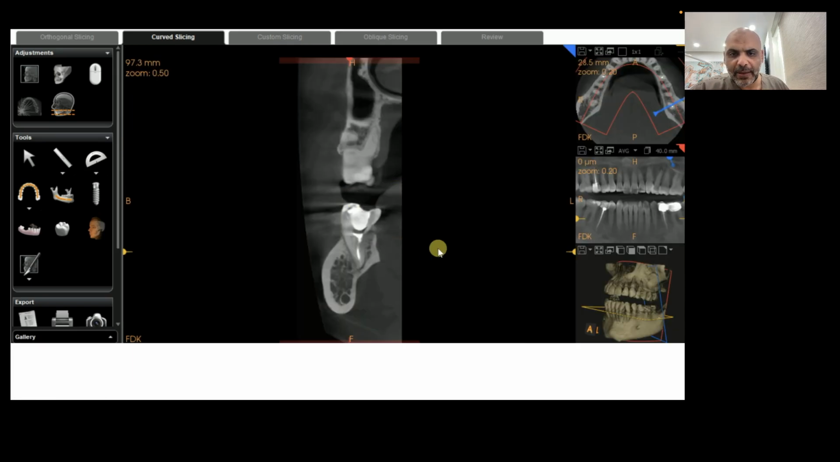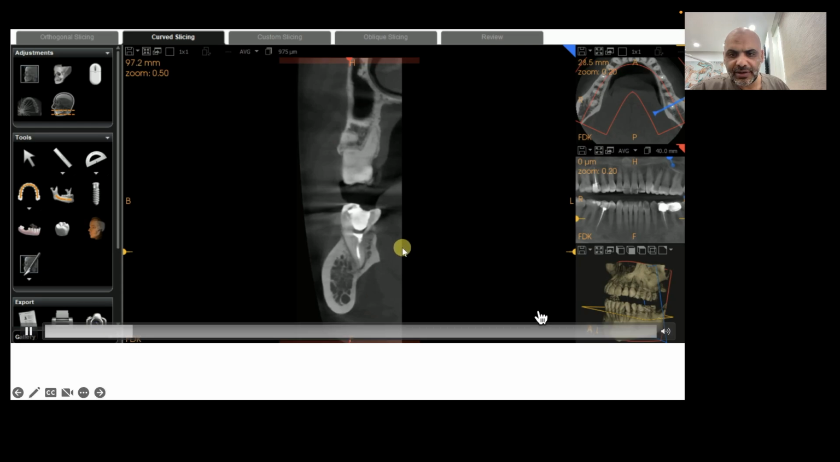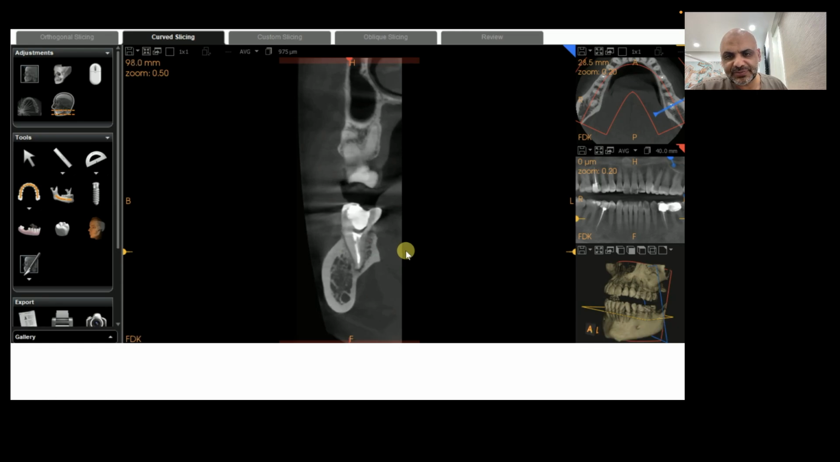Coronal section. Okay. But we cannot see all the anatomies. We cannot really assess the axial section, we cannot assess sagittal as well.